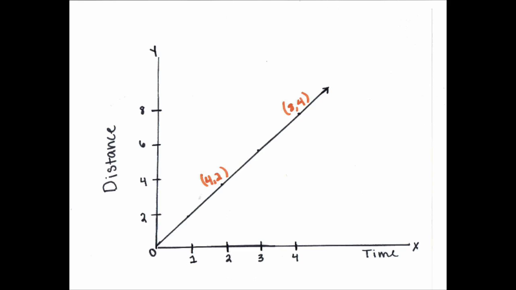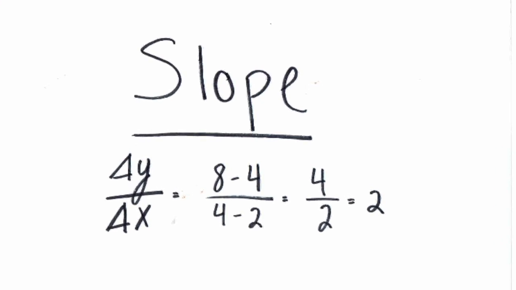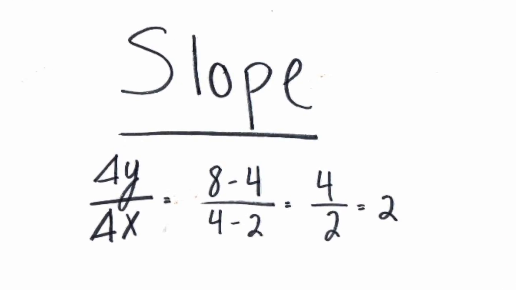The slope of a line mathematically represents the relationship between two variables. It is calculated by the change in y over the change in x. For example, on a distance over time graph, if your distance goes from 8 to 4 meters and your time goes from 4 to 2 seconds, then your slope is equal to 2.